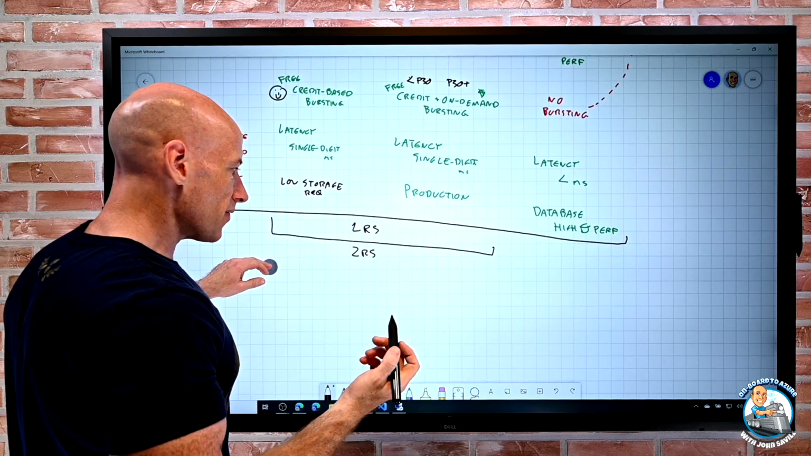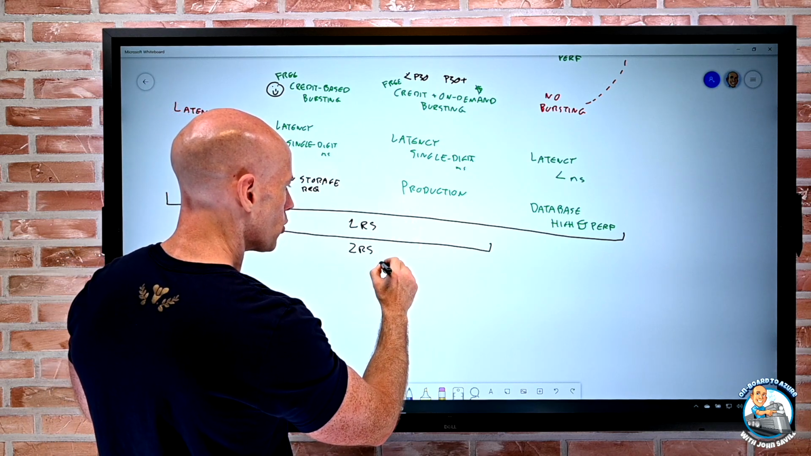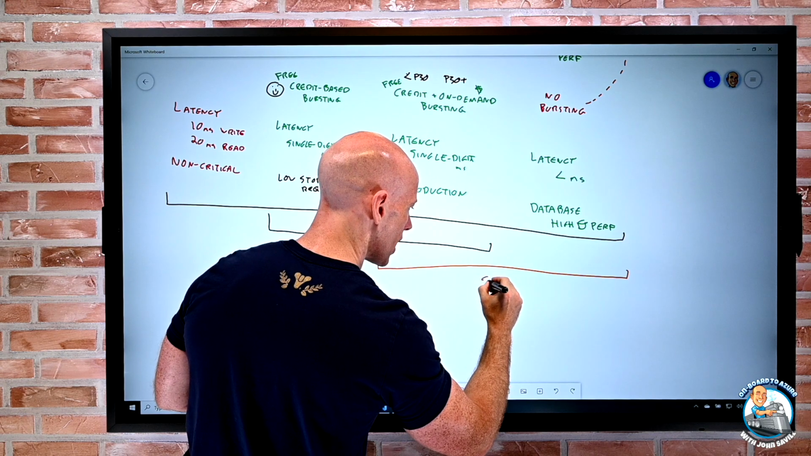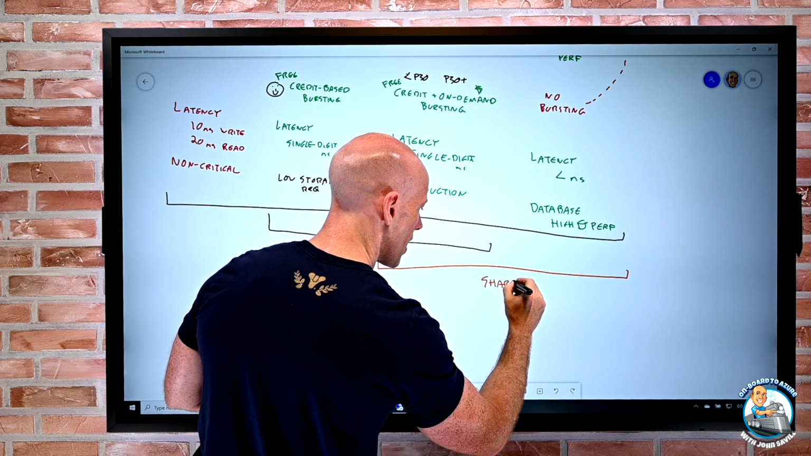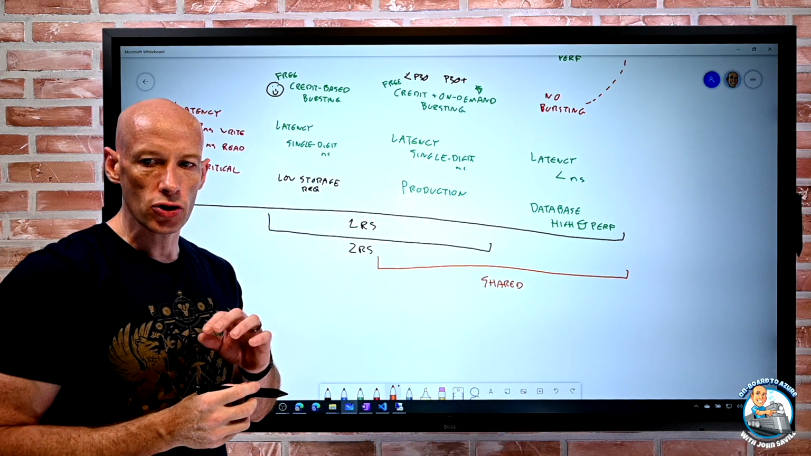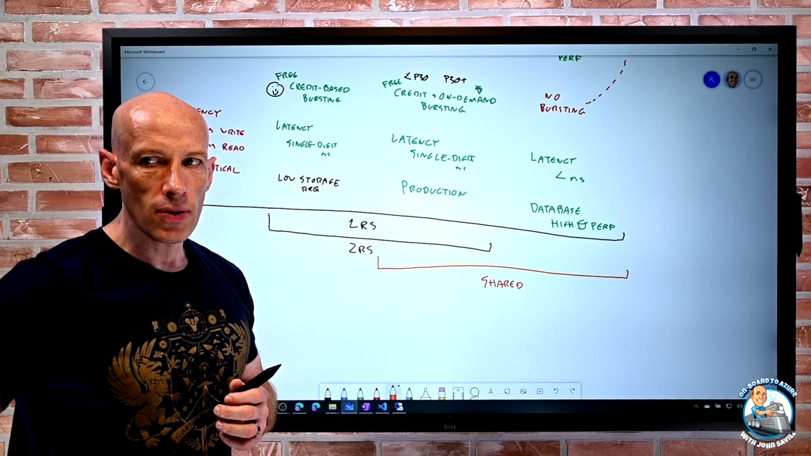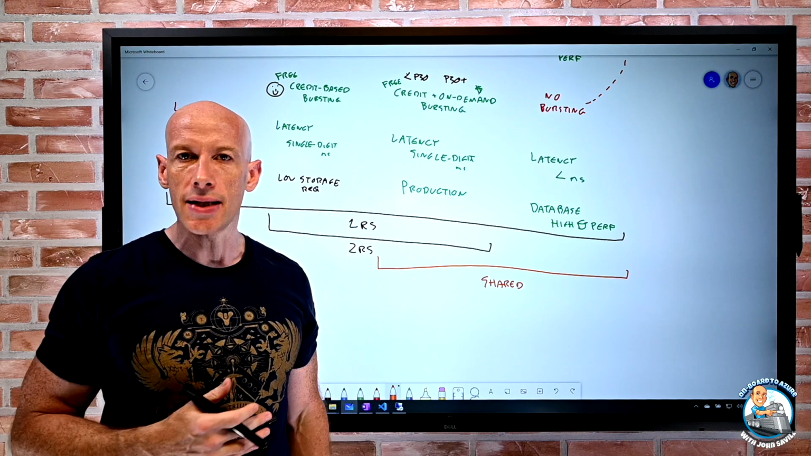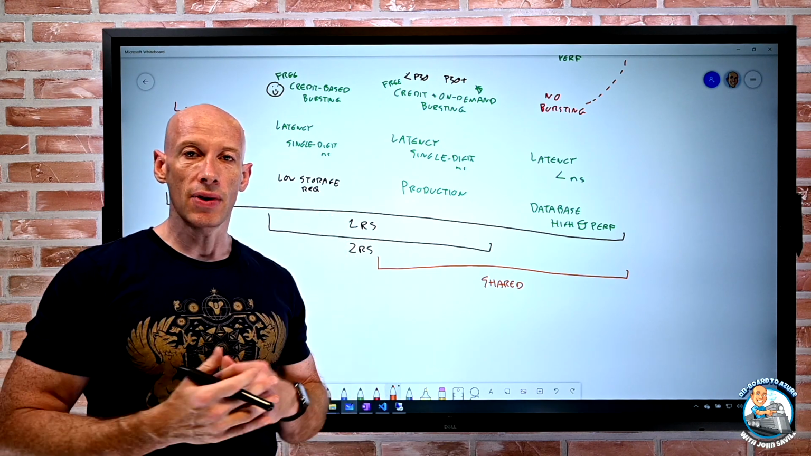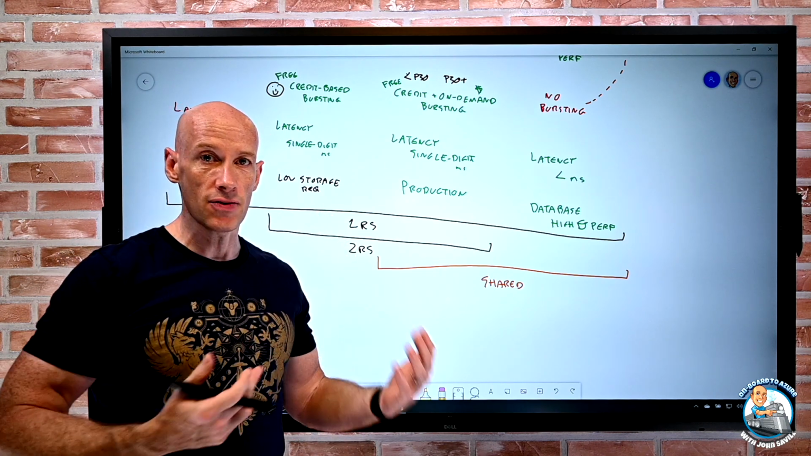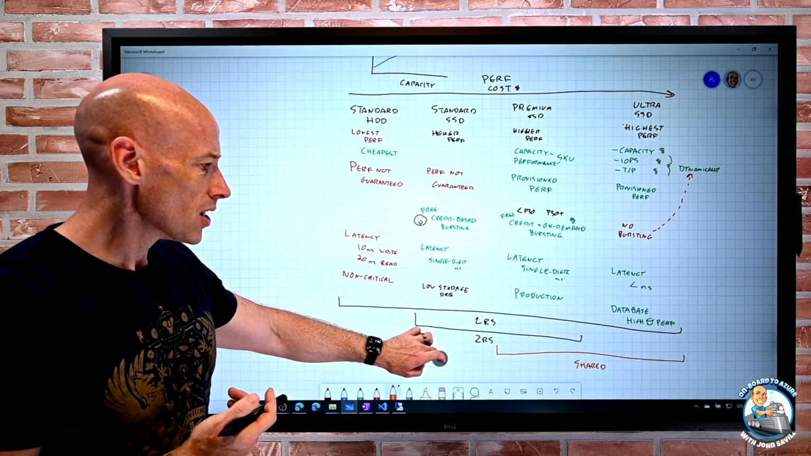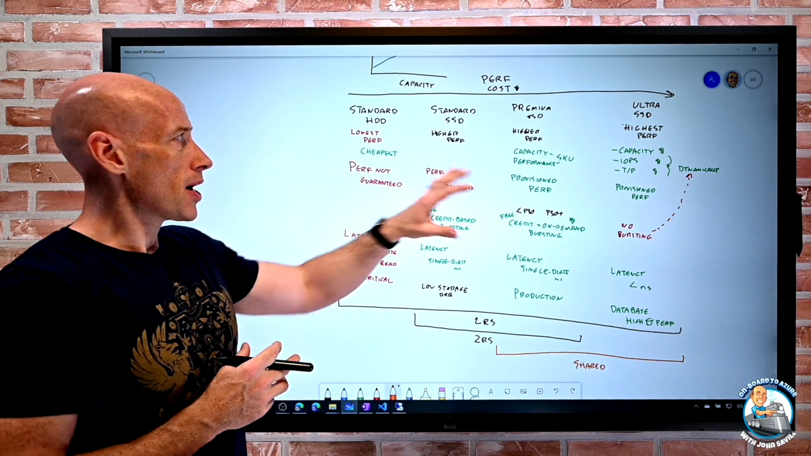Another feature that may be of interest is that both the premium SSD and Ultra SSD can be shared. I can connect them to multiple virtual machines so they look like a shared disk. So maybe I have a cluster or something else. It would look like I support SCSI persistent reservations, for example. I can actually use those as shared disks. So those are essentially my options.